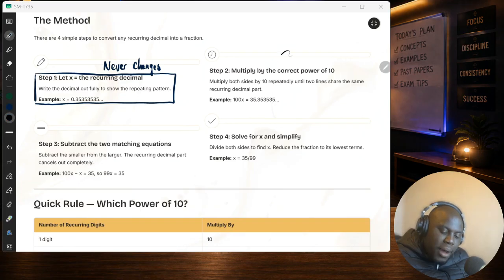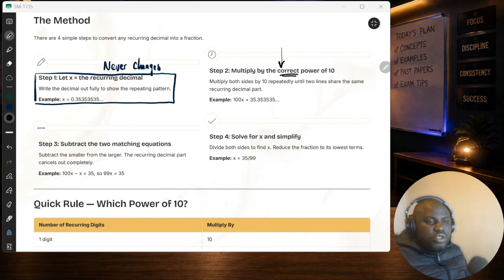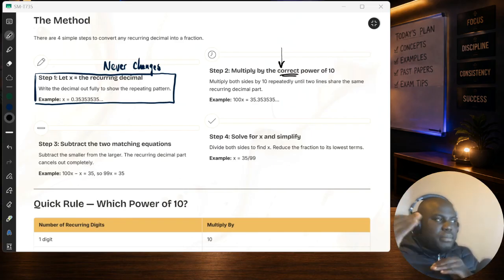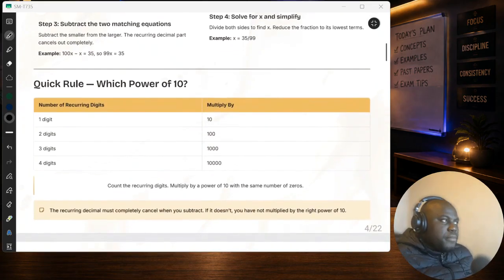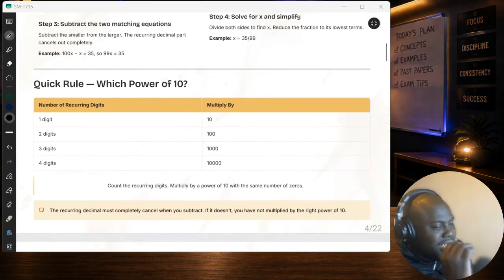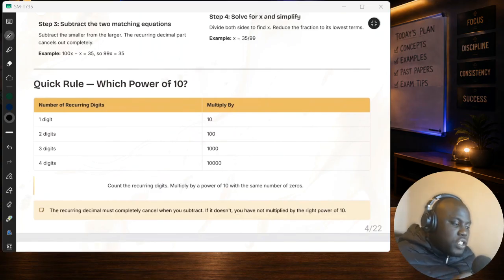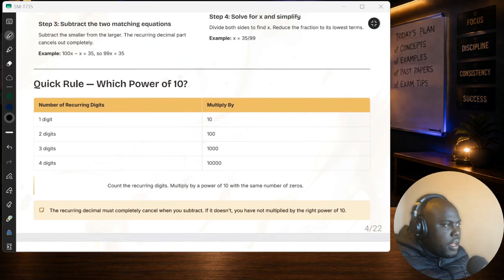The second step is the one where you will multiply by the correct power of 10. You have the first x. Now you need to choose a second version of x, so you will subtract them. Here's how you choose it: you look at the digits that are recurring.